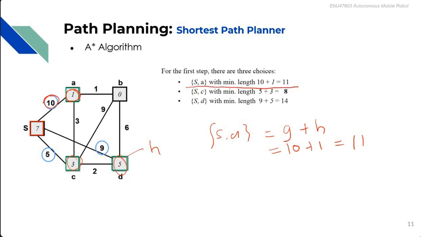Okay, now S to C is actually 5 plus 3, so you get 8. S to D is actually 9 plus 5, so you get 14. Understand?